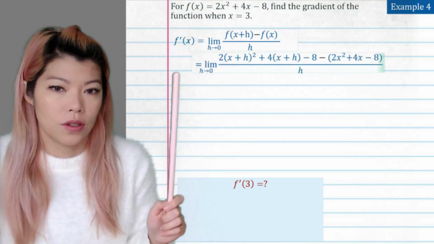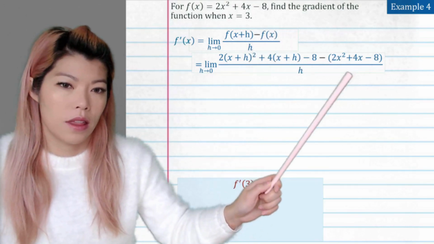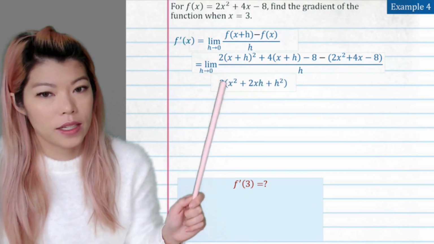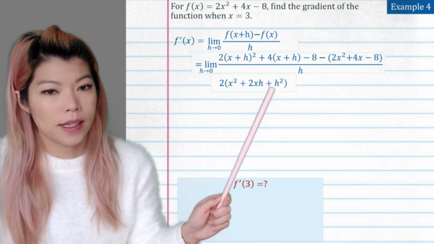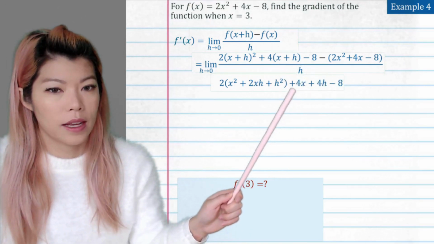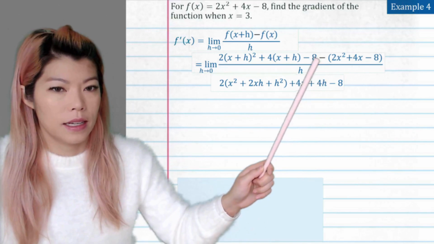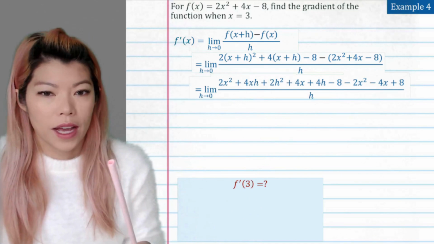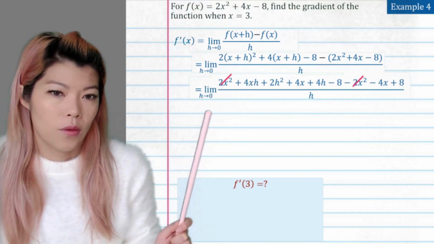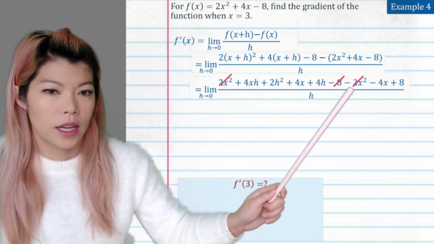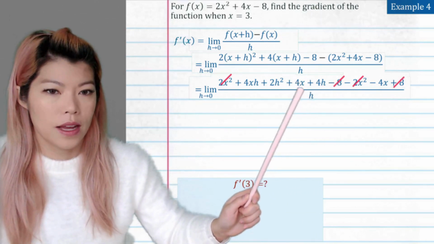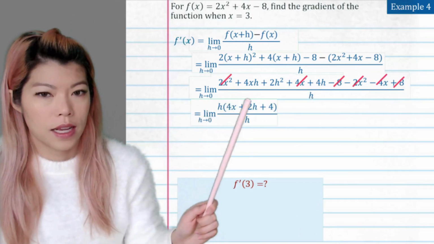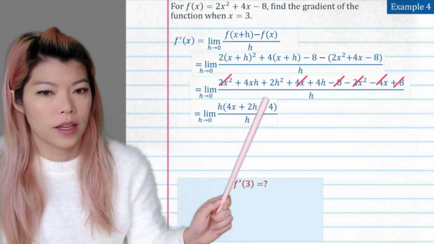So x plus h into the first bunch, and then copy down the second bunch with a bracket. Now expand. So here we have a quadratic, x squared plus 2xh plus h squared. Expand that one, plus 4x plus 4h minus 8, and then expand the negative into them. So minus, minus, and then that will be positive over h. And then we cancel out what we can. So the 2x squared, then minus 8 plus 8 cancel out, then the 4x and the 4x cancel out. Now we're left with, take the h out, we have 4x plus 2h plus 4.